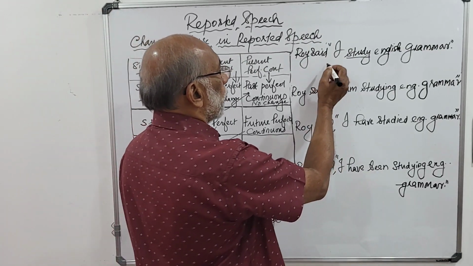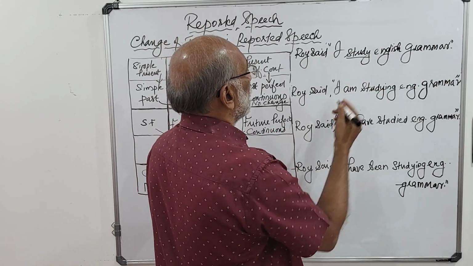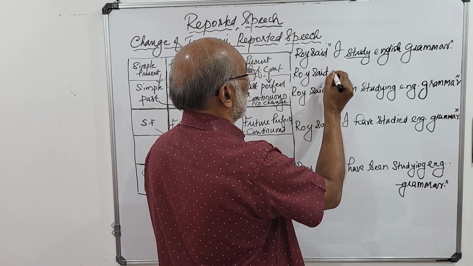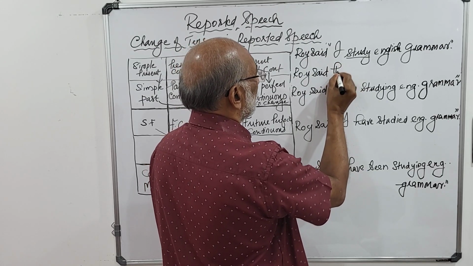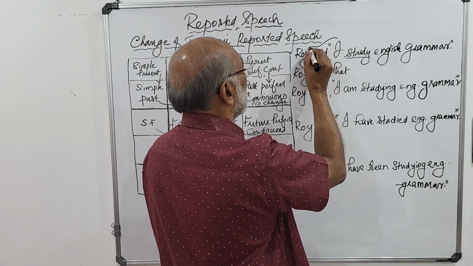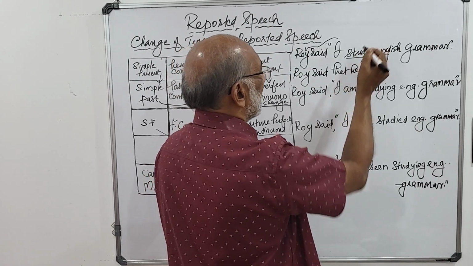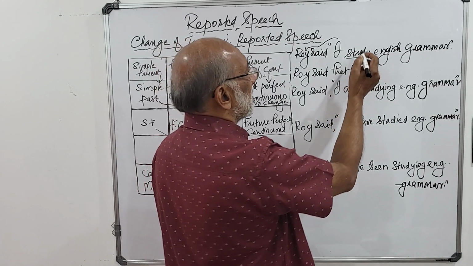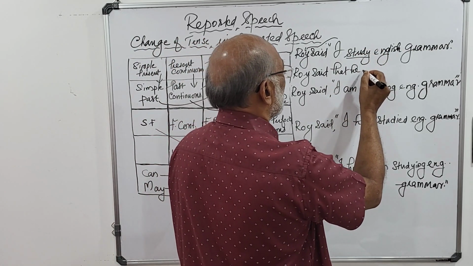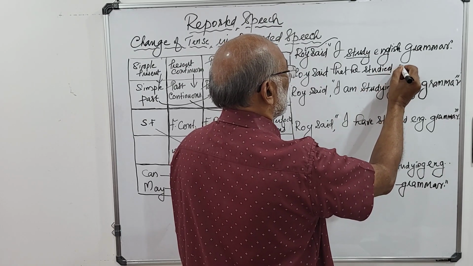changes take place. Roy said, I study English grammar. Let's change it into indirect speech. Roy said that, actually this I stands for Roy, okay, so naturally it becomes he. Then the important thing, that is the tense change. Simple present becomes simple past. Study becomes studied, that he studied English grammar.